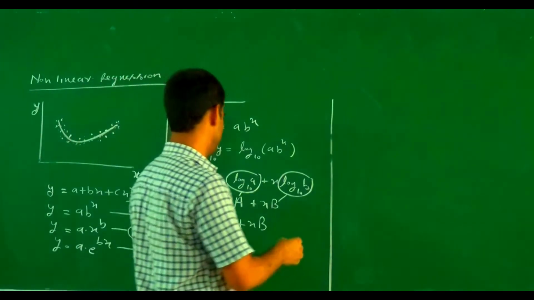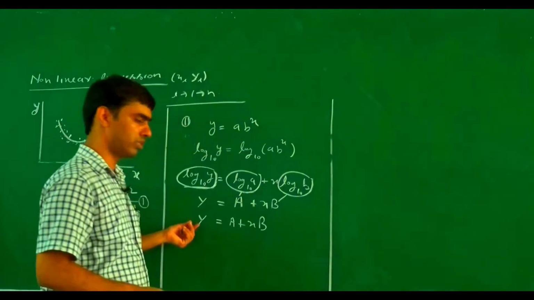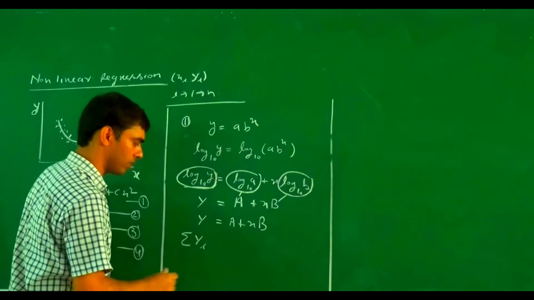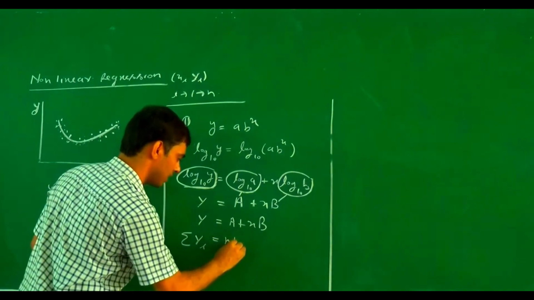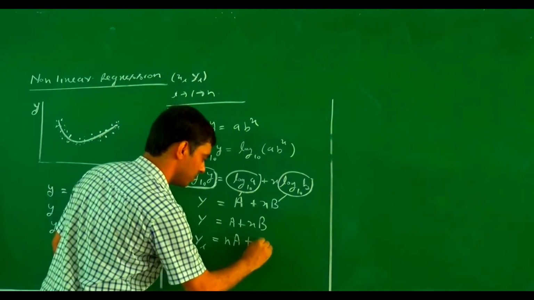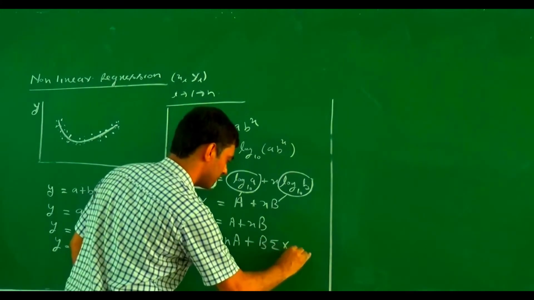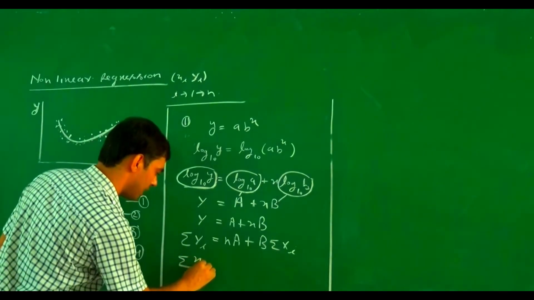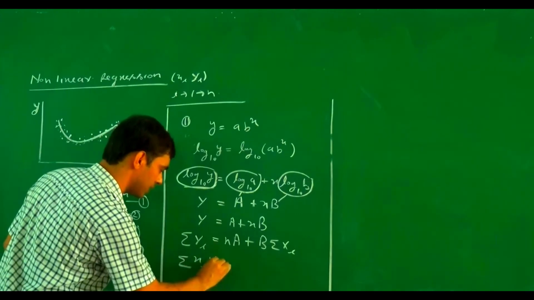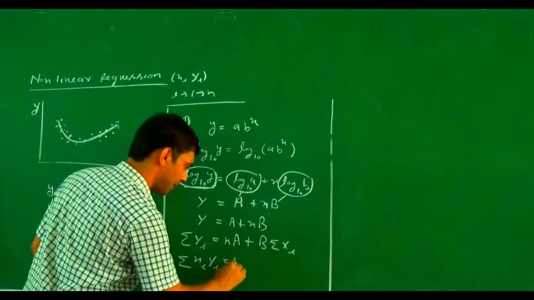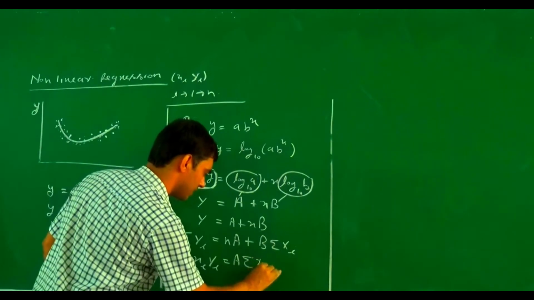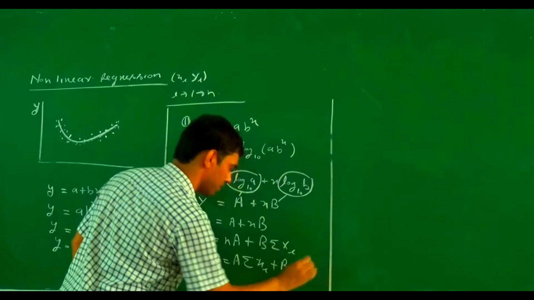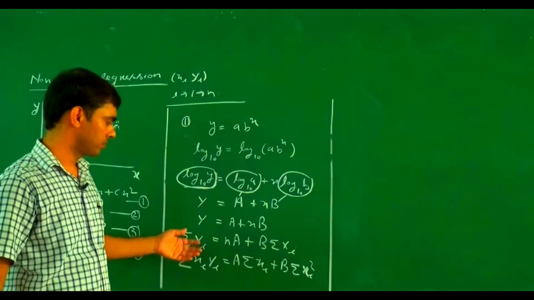So what is the normal equation? We know that the normal equations become: summation of capital Yi equals n capital A plus B summation of xi. And the second normal equation becomes summation of small xi capital Yi equals A summation of xi plus B summation of xi square.